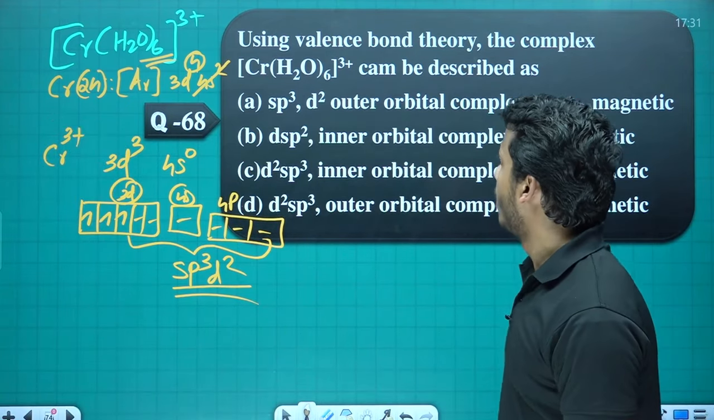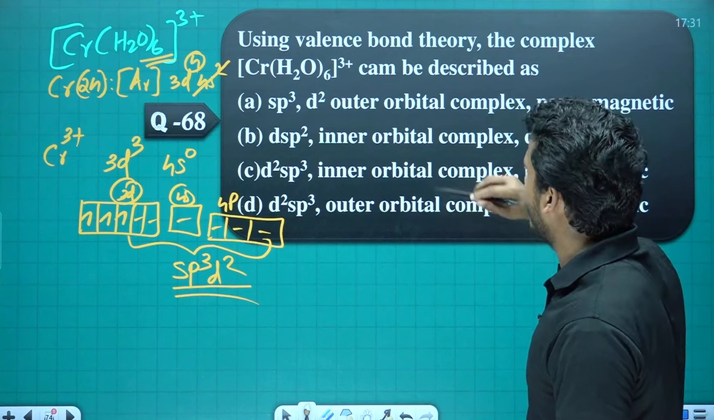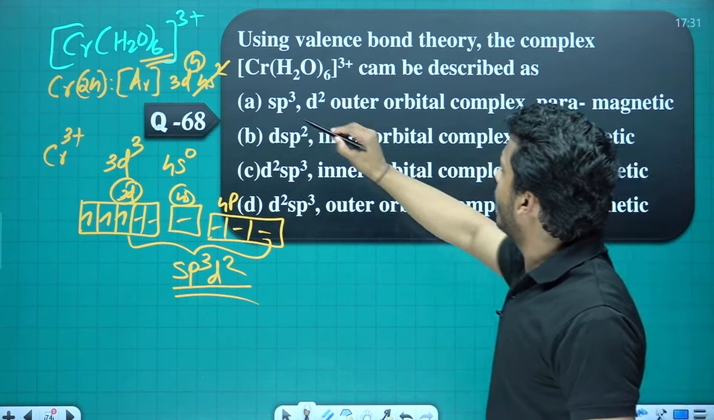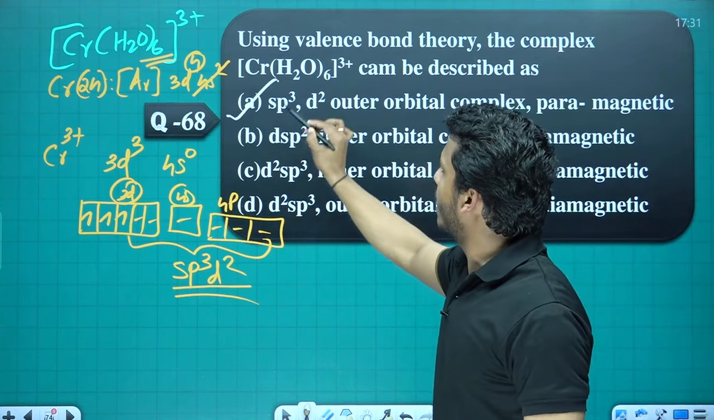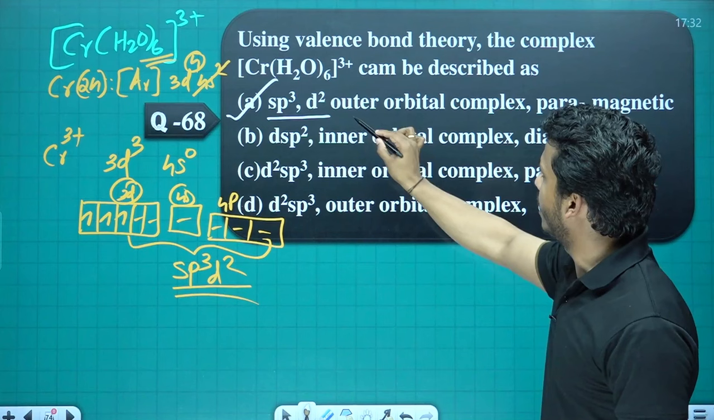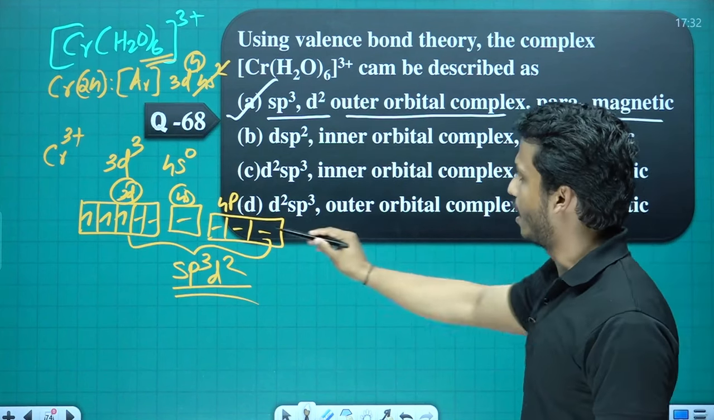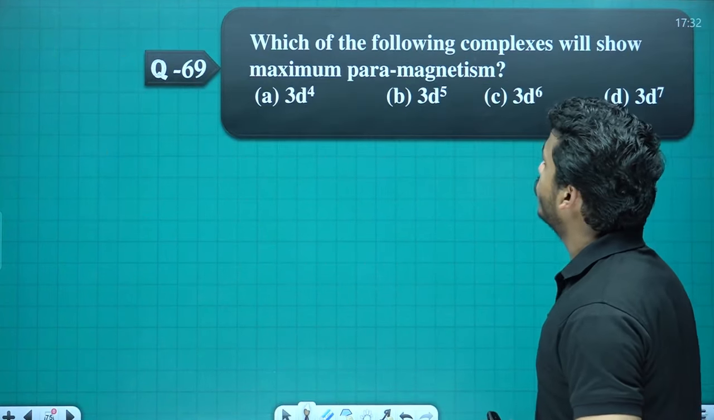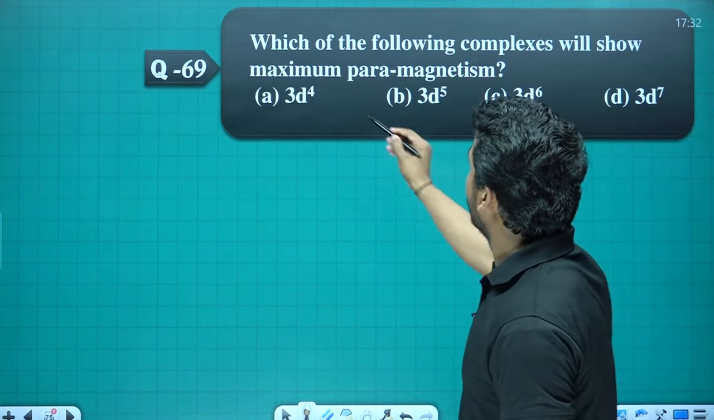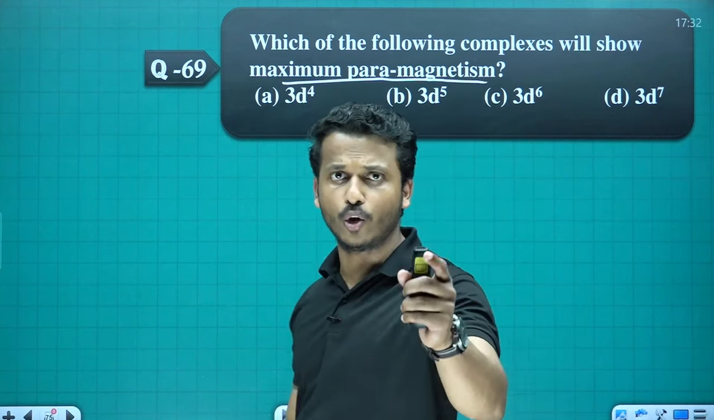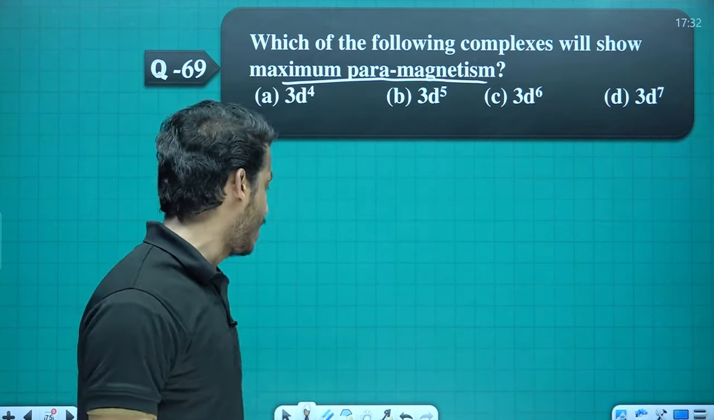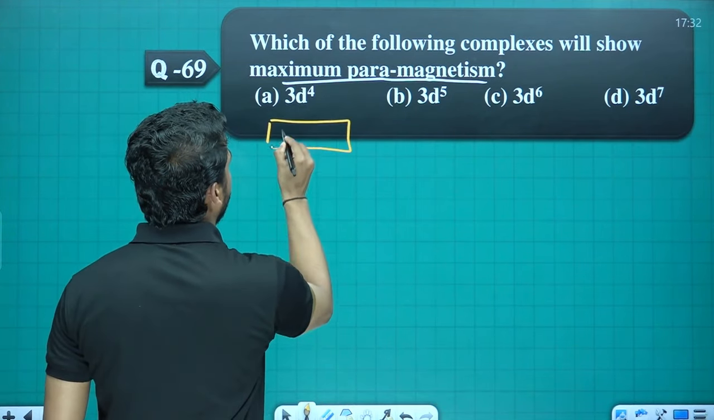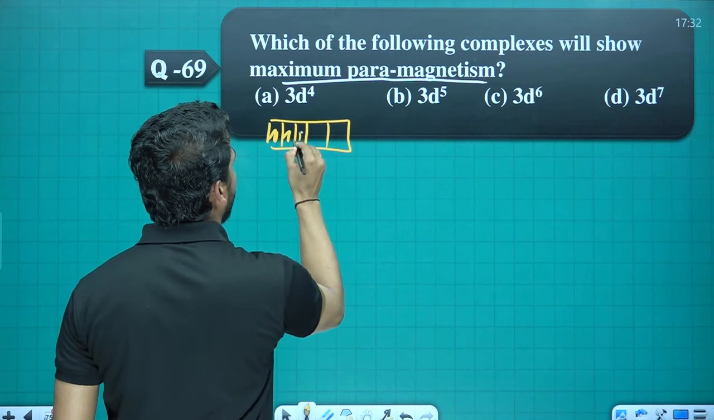So what is the answer? It is sp3d2, and sp3d2 means outer orbital complex and high spin. I think which can be described as option A is correct, right? sp3d2 and it's outer orbital complex and paramagnetic. Yes, unpaired electrons are there. So all are related to VBT. Now, which of the following complexes will show maximum paramagnetism? I told you maximum paramagnetism means they contain maximum number of unpaired electron. What do you mean by D4? D4 means d orbital contain 4 electrons.